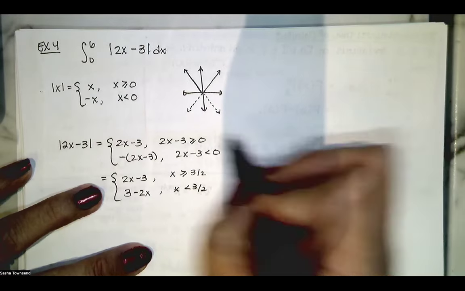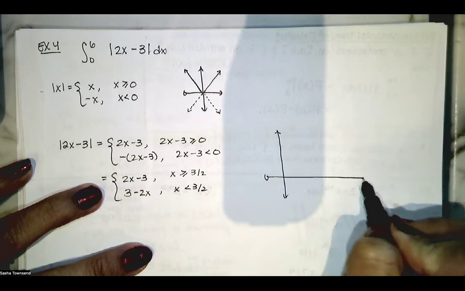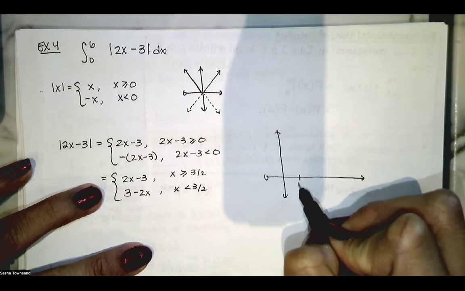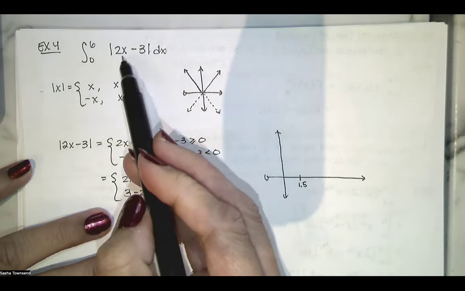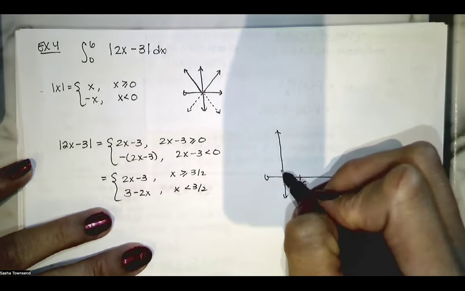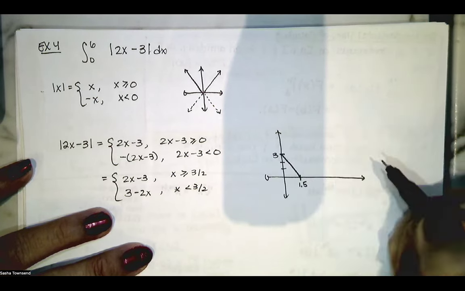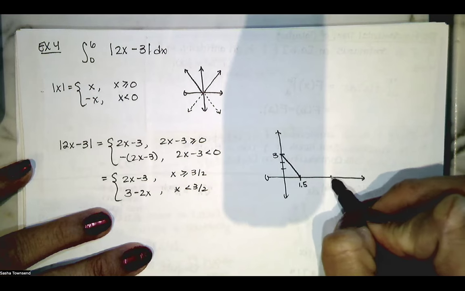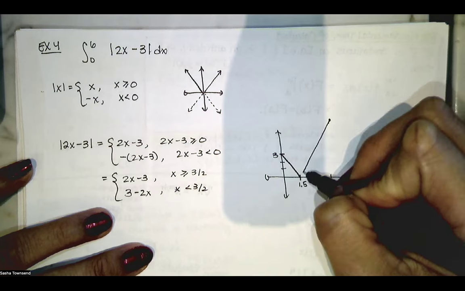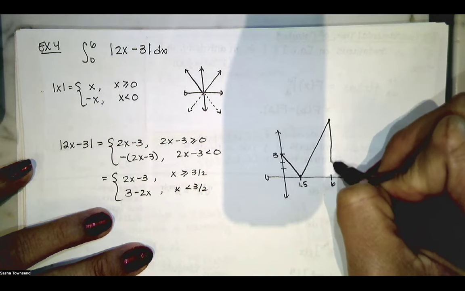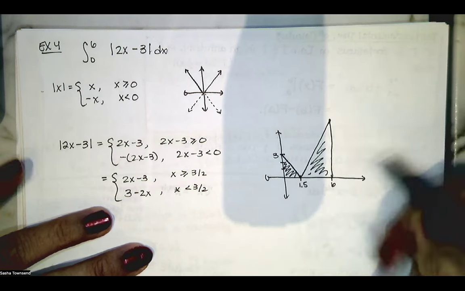So when we are evaluating the integral from 0 to 6, we're actually going to see two triangles. At 1.5, our function is 0. When x equals 0, we have the absolute value of 3, which is 3. And so the graph looks like that. And then at x equals 6, the y value is very large. I don't know what it is. But that's essentially our region. We're taking this area and we're adding this area.